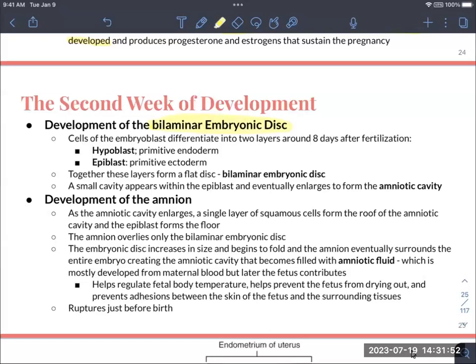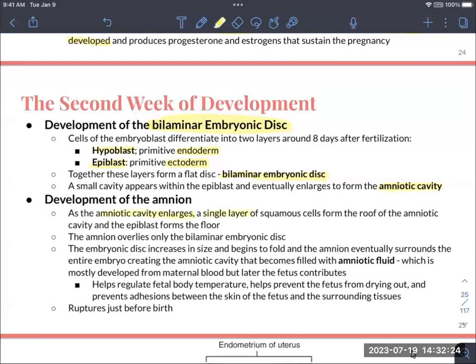This embryoblast will differentiate into 2 layers: the hypoblast, which is the endoderm, and the epiblast, which will become the ectoderm. These 2 layers are known as the bilaminar embryonic disc. We also get a cavity. This cavity is going to form the amniotic cavity. So this amnion that is being developed, the amniotic cavity is going to continue to enlarge.